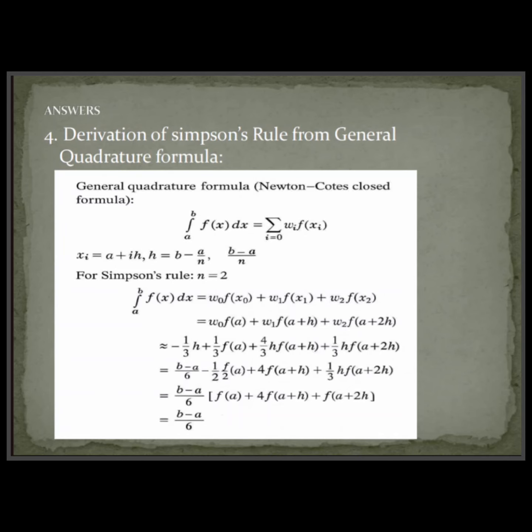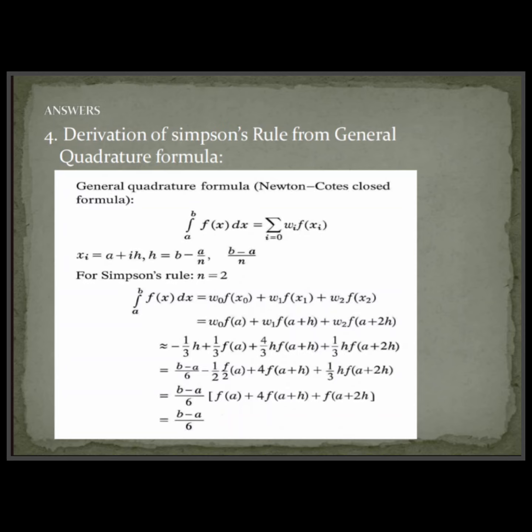Now, Simpson's rule from the general quadrature formula. So given this formula, it gives the approximate value of an integral using weights C0, C1 and step size h. The weights depend on how many points we take and what kind of interpolation we use.